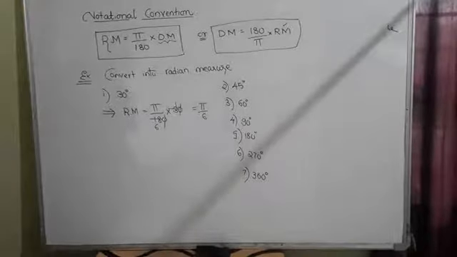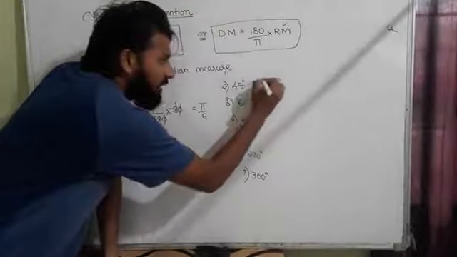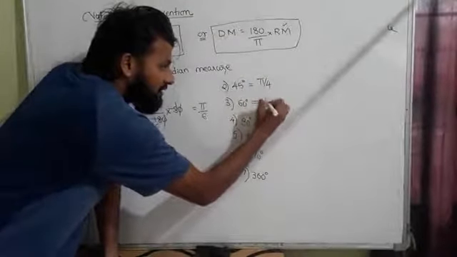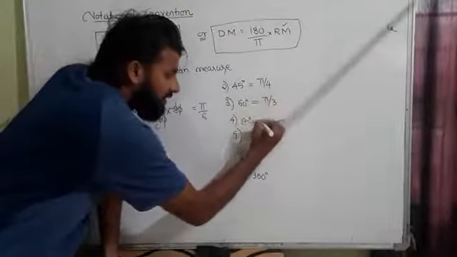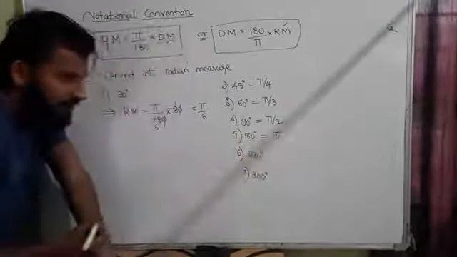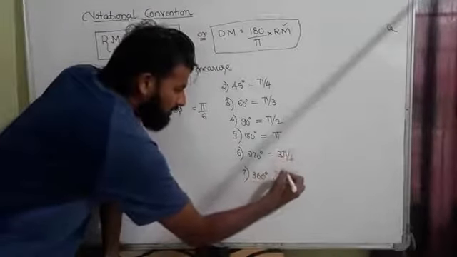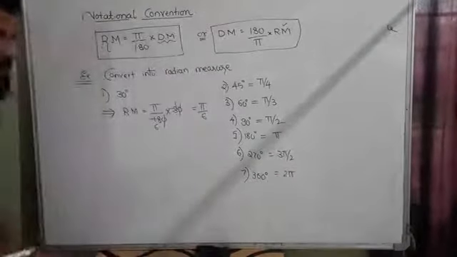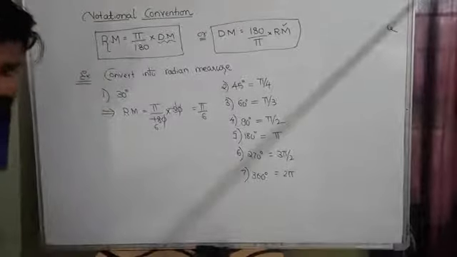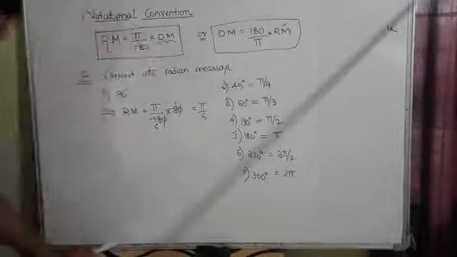Well, I think many of you might have done it. Let me write the answer here. This is pi by 4 radian, this is pi by 3 radian, this is pi by 2 radian, this is pi, we have already seen it, this is 3 pi by 2 radian, and this is 2 pi radian. So these are the answers. You can verify your answer with my answer. Yeah, very nice.